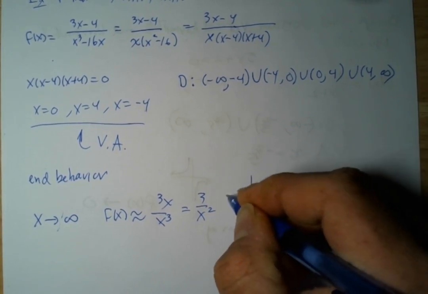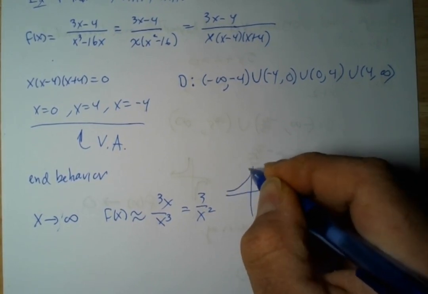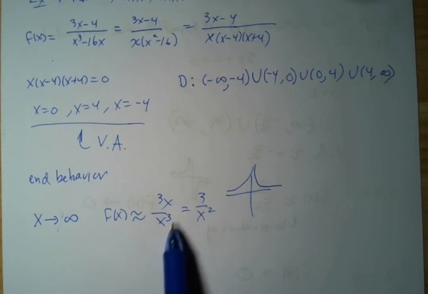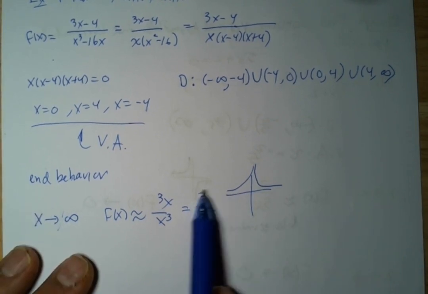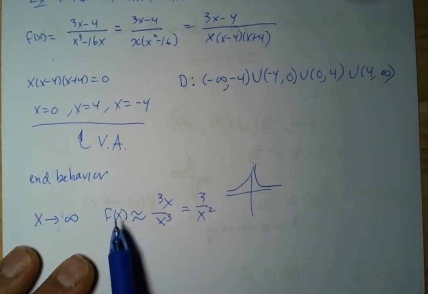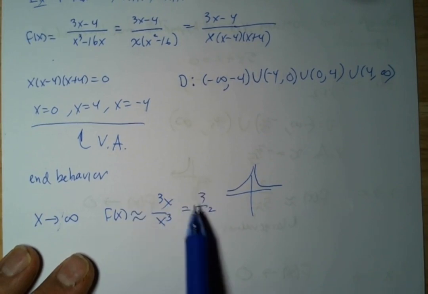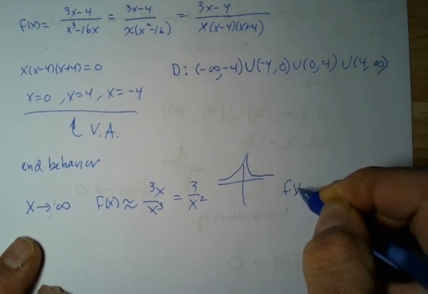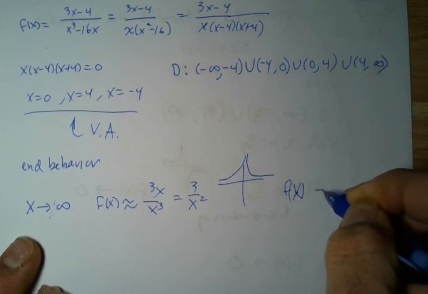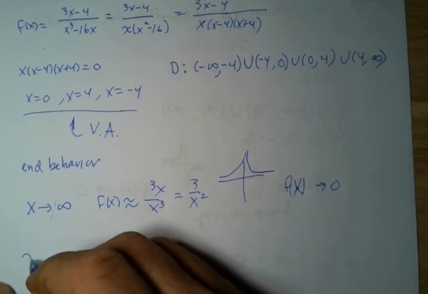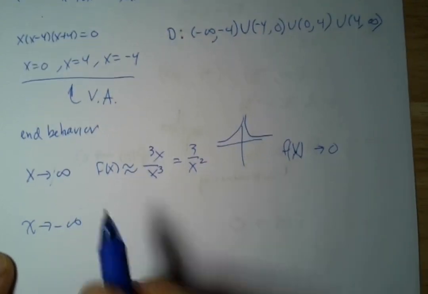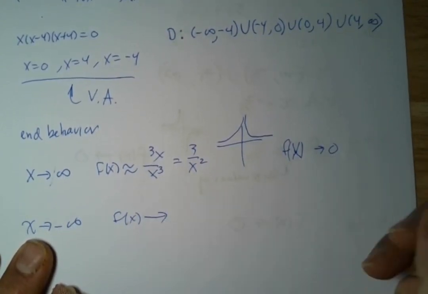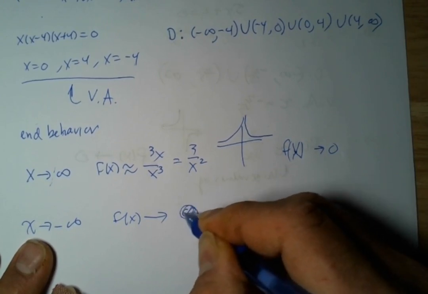In general, this looks like this, with an asymptote at x equals 0. But the important thing I want to get from here is the end behavior. The function behaves similar to this. So as x goes to infinity, f of x goes to 0. And the same thing in the other direction: as x goes to negative infinity, f of x goes to 0 as well.